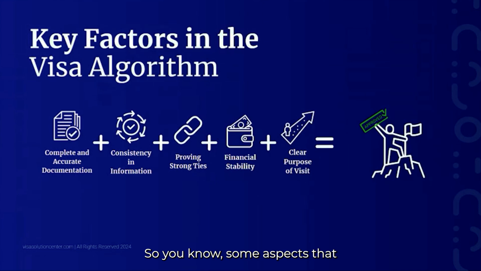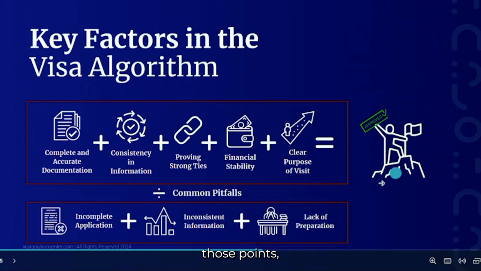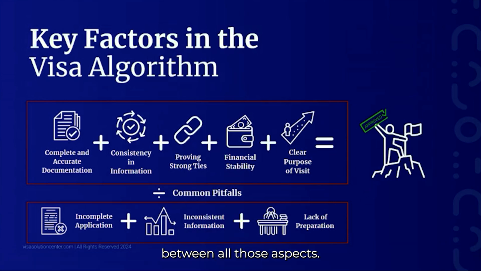So, some aspects will influence the algorithm and the outcome. In this case, if we're talking about an algorithm, we're talking about basically a math equation in a way. All these things at the top allow us to add points, but then what comes at the bottom divides those points between all those aspects. For example, you manage to fill everything at the top, but then, when you start filling out your application, you missed some stuff or you weren't clear enough. That's going to subtract or divide from your current efforts.